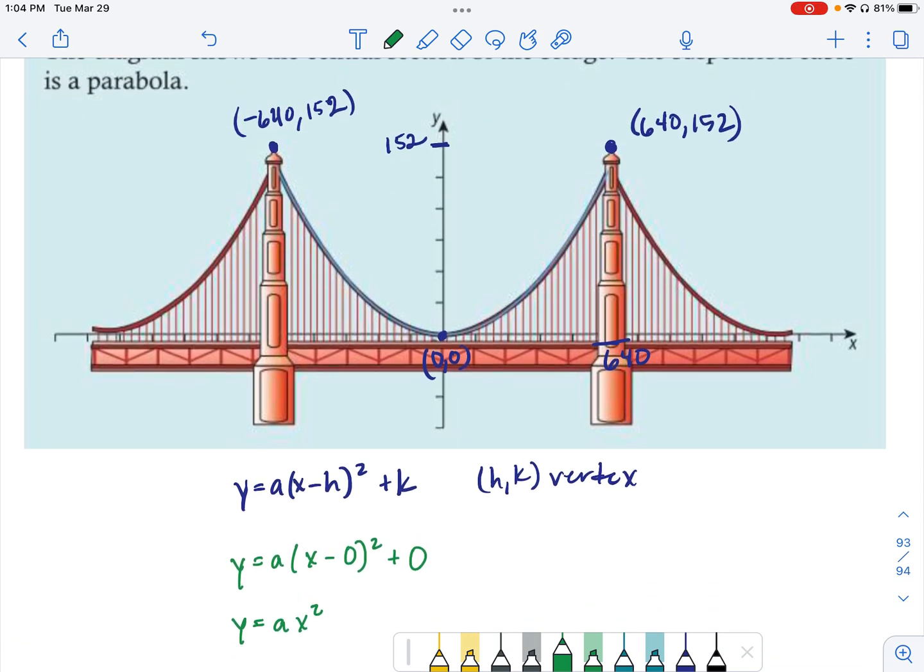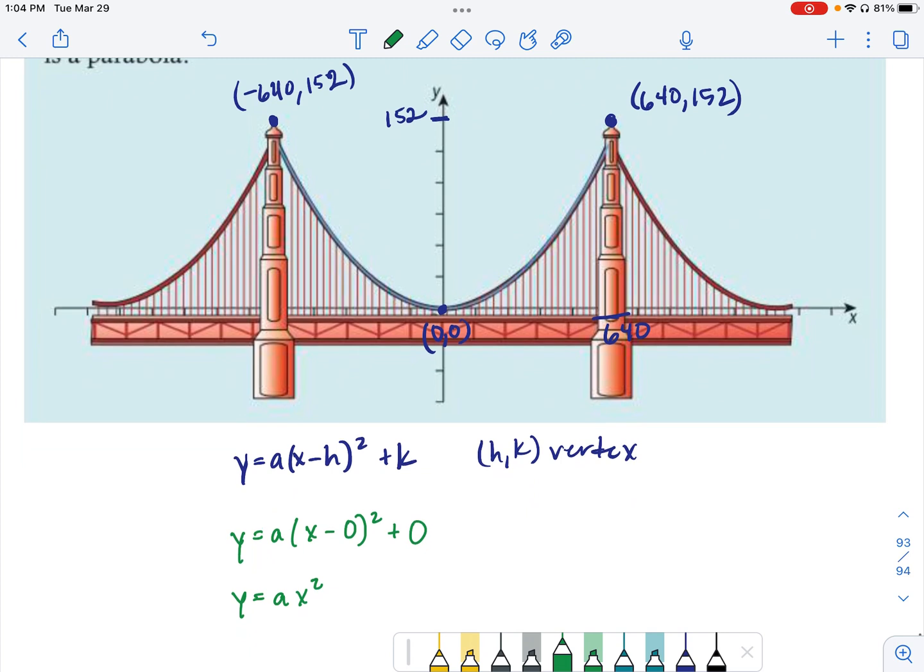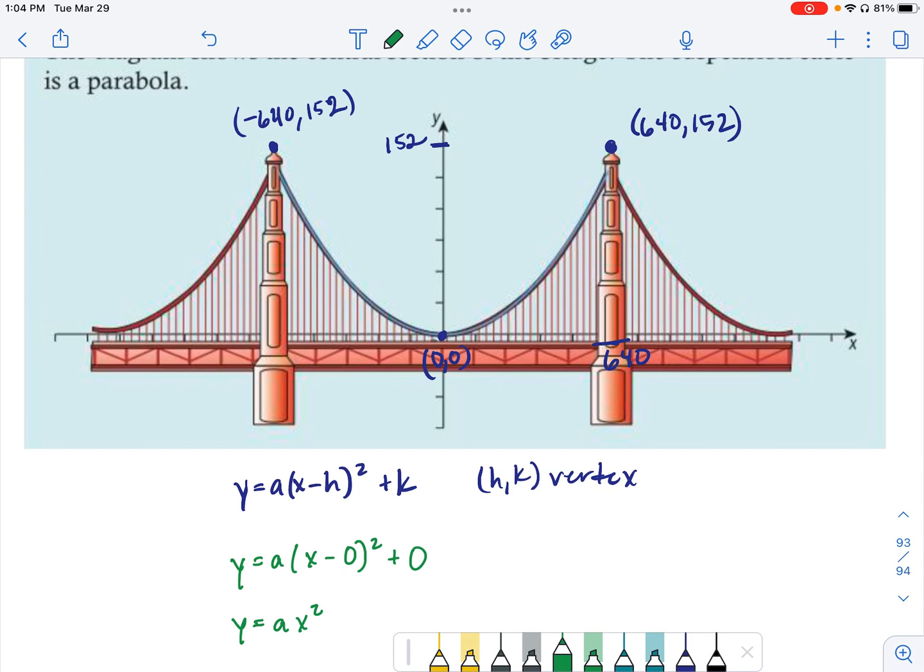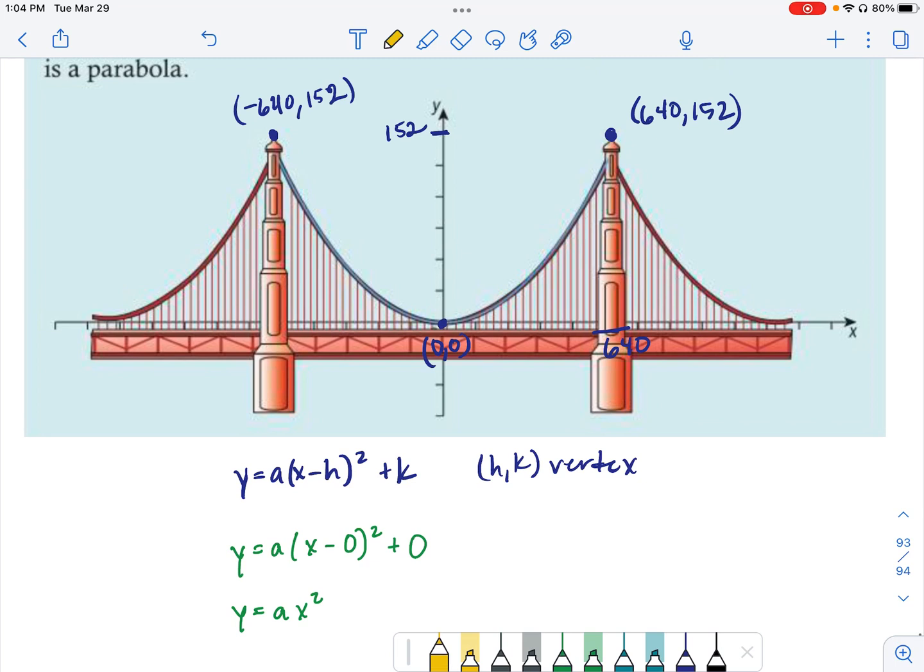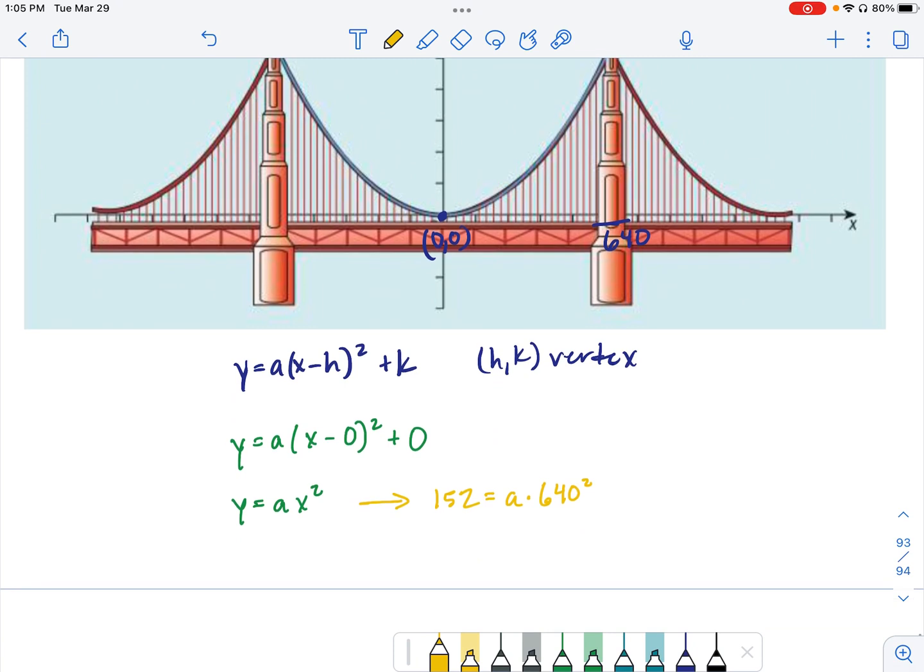So we're close here to having a full equation for this parabola, but we need to figure out what that a is. And we can do that by choosing any other point on the curve and substituting that in for x and y. So that's what we'll do here. I'm going to choose 640 and 152. So 152 equals a times 640 squared. And when I square 640 and divide both sides by that value, I'm just going to do it all at once.